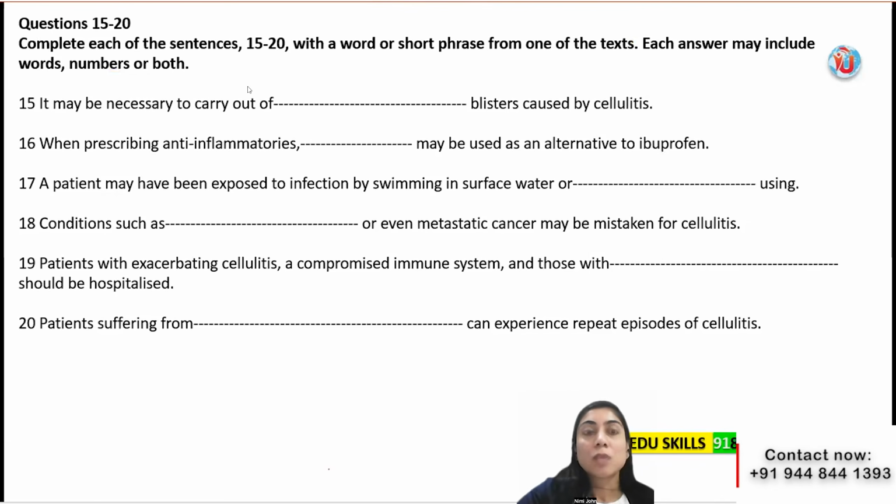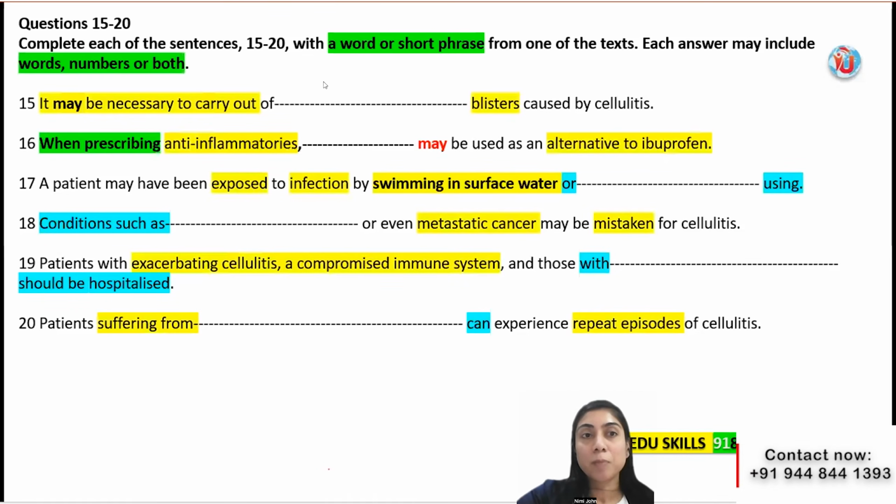Next category. So this is the question 15 to 20. The word or a short phrase, and do not say filling the blank. Do not repeat the word. So here also I'm giving you 4 minutes time. The first one, it may be necessary to carry out dash blisters caused by cellulitis. 16, when prescribing anti-inflammatories, dash may be used as an alternative to ibuprofen.